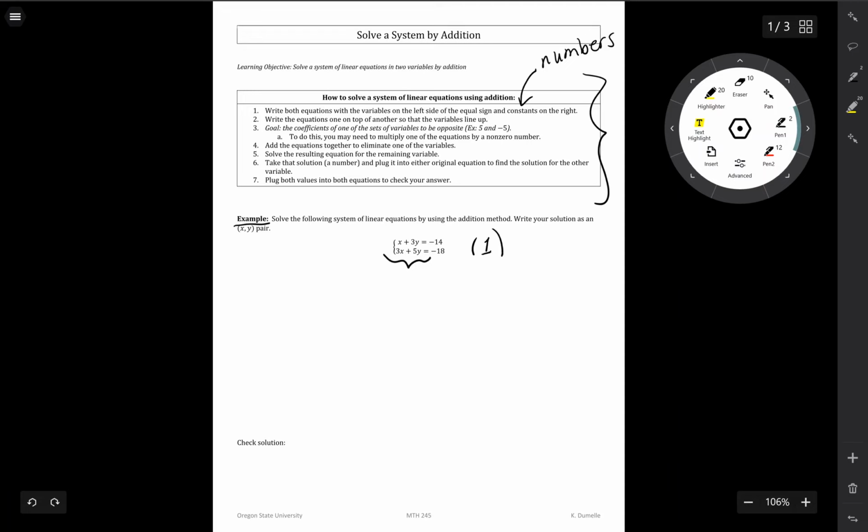Our second step is to write the equations one on top of the other so that the variables line up. So I want x and x to be on top of each other like they are here. And I want y and y to line up on top of each other here. So this is also good in this example. So step 2 is taken care of.